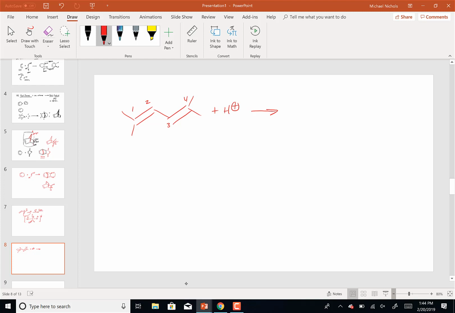Okay, so here's a practice problem. Which carbon am I going to add the H plus to? So this is a symmetrical diene. That means adding to 1 is the same as adding to 4, and adding to 2 is the same as adding to 3.